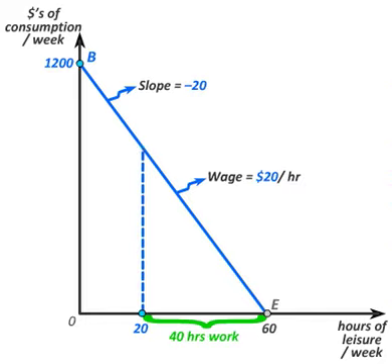When working for 40 hours a week, this worker therefore ends up at bundle C on his budget constraint. At a wage of $20 an hour, he earns $800 in income, which then becomes available for other goods consumption. Bundle C therefore contains 20 hours of leisure and $800 worth of other consumption per week.